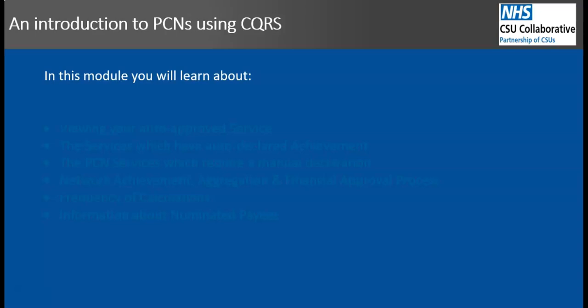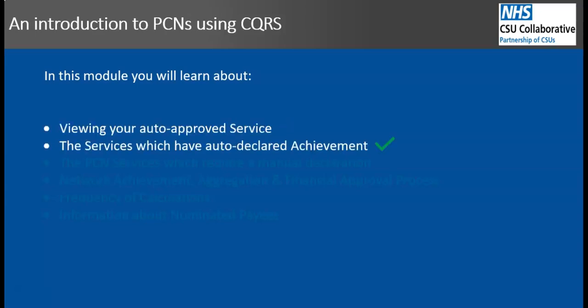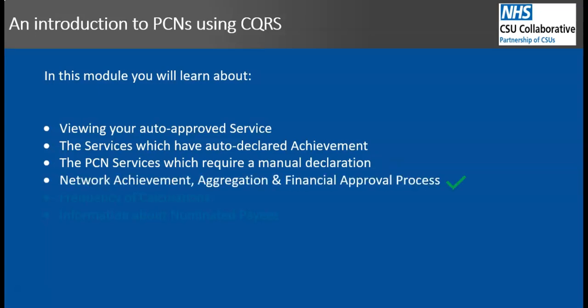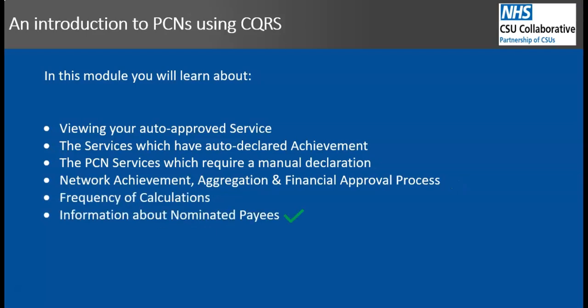In this module, you will learn about viewing your auto-approved service, the services which have auto-declared achievement, the PCN services which require a manual declaration, network achievement, aggregation and financial approval process, frequency of calculations, and information about nominated payees.